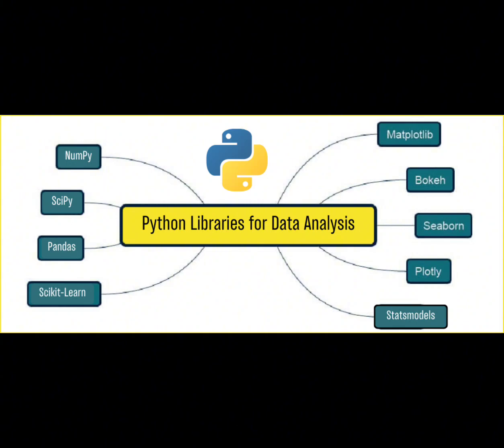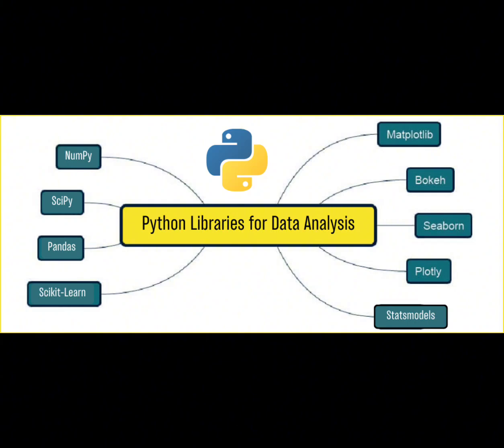Let's begin with NumPy. Key features: efficient array operations, linear algebra functions with matrices and vectors, and random number generation. SciPy, scientific Python. Key features: signal processing, optimization, integration, and statistics.